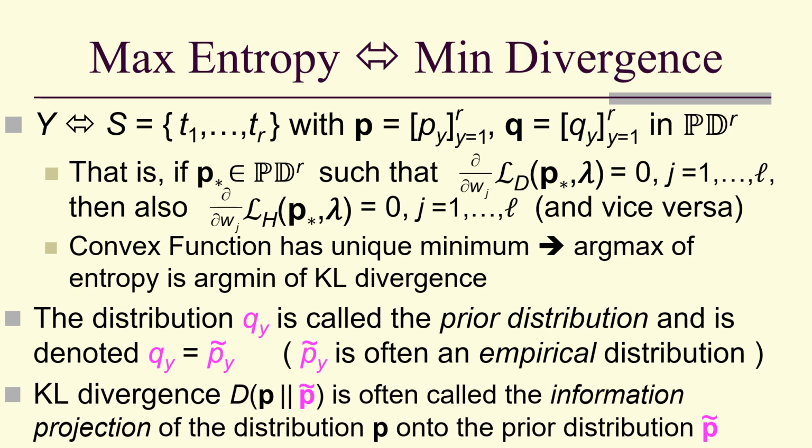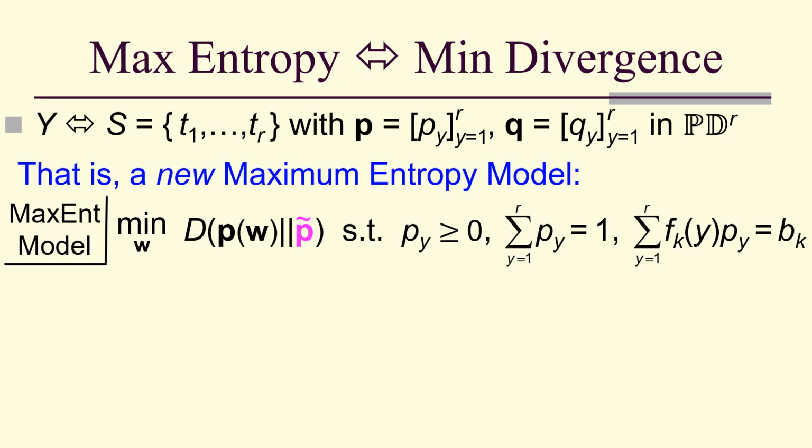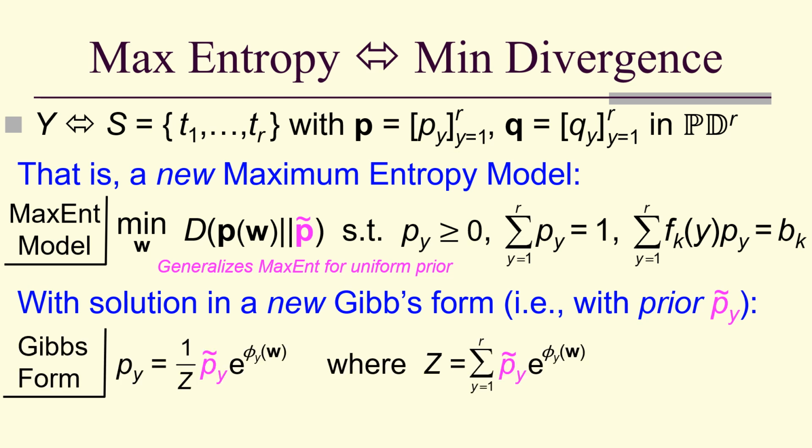So KL divergence is often called the information projection of the distribution P onto the prior distribution P tilde. So we have a new maximum entropy model, which actually is minimizing the KL divergence in the first argument with respect to the constraints. And notice that it would reduce to the ordinary if we used uniform priors. And our solution is going to be in a different Gibbs form, a new Gibbs form that has this prior in it.